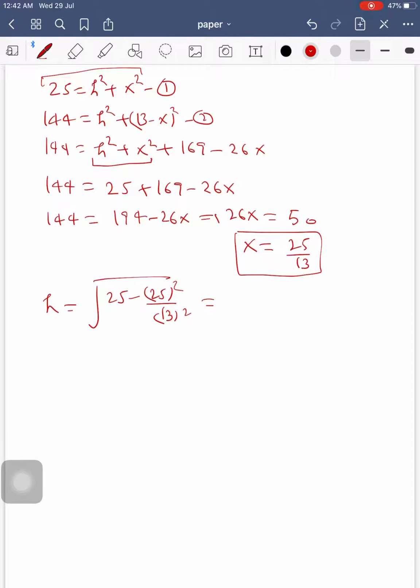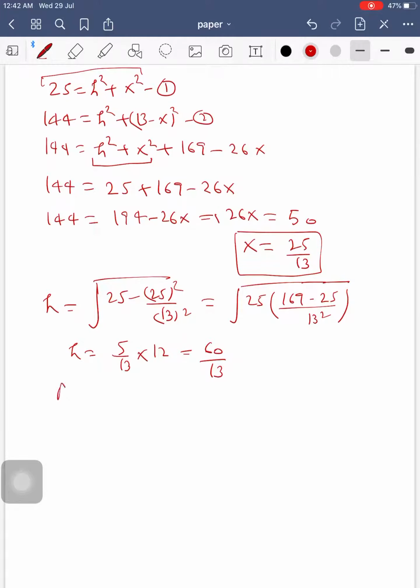If we take 25 common from the innermost part, then what can we write? 13 square, that is 169, minus 25 over 13 square. Therefore h is what? 5 over 13 into root of 169 minus 25, that is 144, and the square root of 144 is what? 12. Okay, we get the same value of h again.